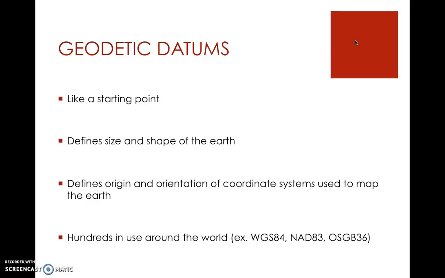Some of these include WGS84, that's a global datum, which means its reference point is at the center of the Earth. 84 stands for 1984, which is when it was created. NAD83 has its reference point in North America, and the OSGB 36 has its reference point in Great Britain. These are just a few of these. There's literally hundreds of them.